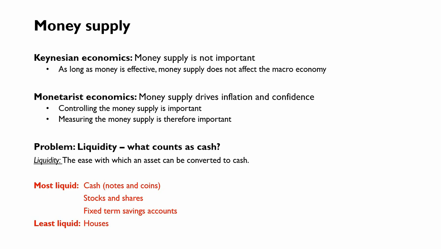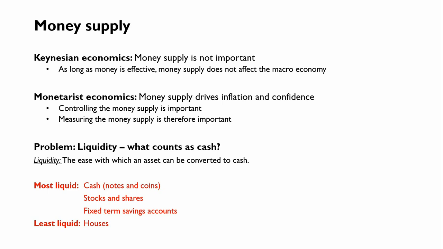I put houses at the bottom, not because they take a very long time to sell. I might be able to sell it more quickly than I can access my fixed term savings account. But the problem with a house is that it's difficult to sell. It's inconvenient. Liquidating physical assets tends to be regarded as the most difficult thing to do. With a fixed term savings account, it's not difficult, I just have to wait.